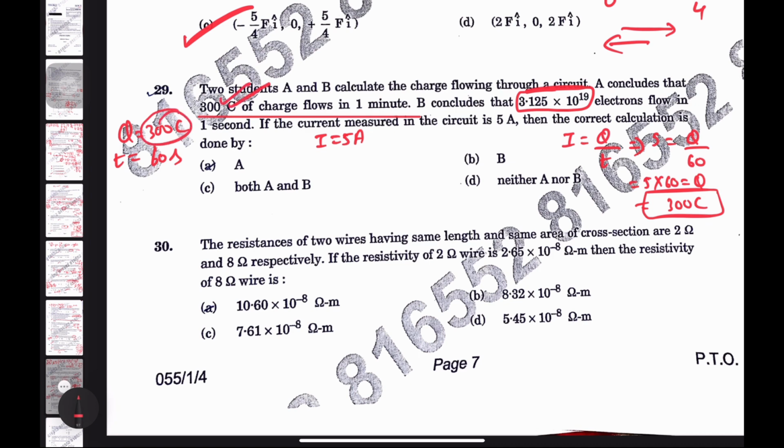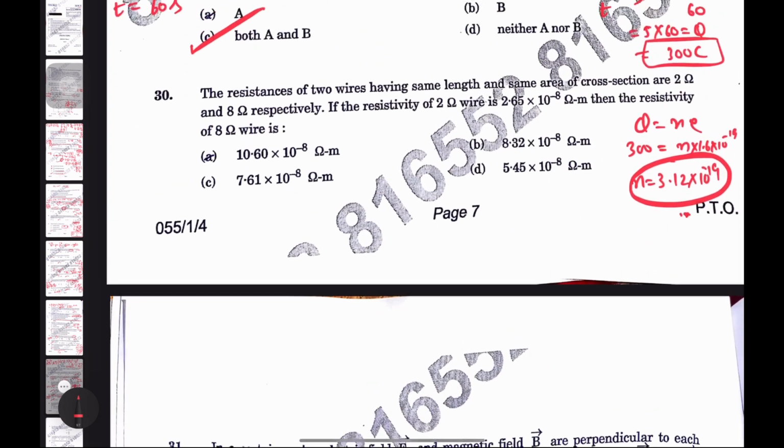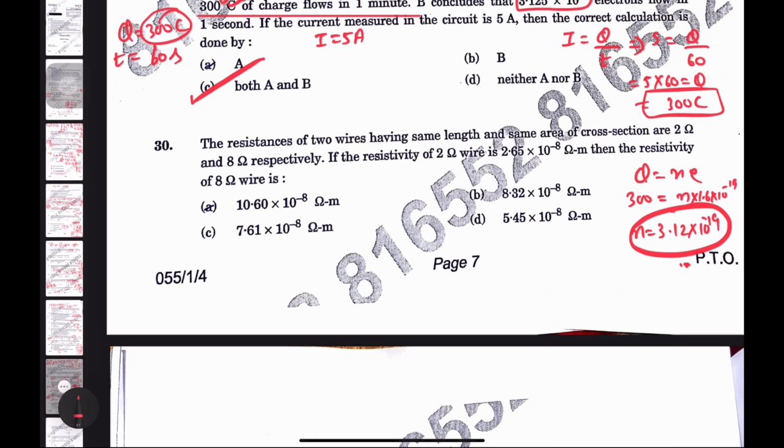Now we need to determine whether B is correct or not. So Q is equal to NE. As we have found that Q is equal to 300 coulomb, we need to find the number of electrons. So 300 is equal to N into 1.6 into 10 raised to power minus 19. When we solve this equation, we are having N is equal to 3.125 into 10 raised to power 19 electrons. So that means B is also correct. So we are having option C, that both A and B are correct. They have determined the same thing.